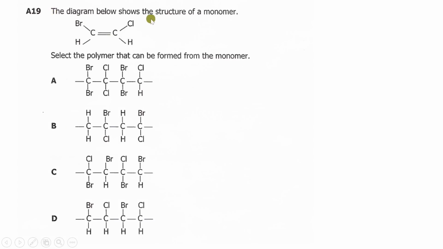Then we come to 19. The diagram below shows the structure of a monomer. So this is a monomer. Then they're saying select the polymer that can be formed from the monomer. To form a polymer, it will break these bonds. So it will be carbon, carbon. This double bond, one will break, there will remain one. So these will remain the way they are.